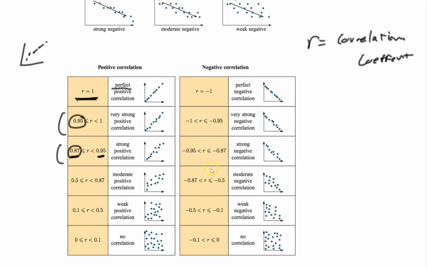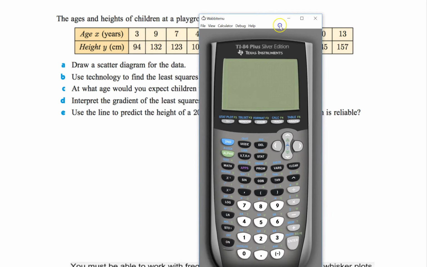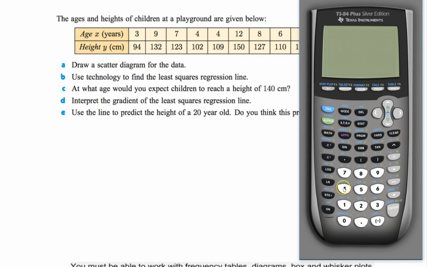Let's do an example with this stuff. The ages and heights of children on the playground are given below. So first one wants to draw a scatter diagram for the data. So I'm going to use my calculator. They could ask you to do this by hand or with the calculator, just drawing a scatter diagram. Either way is fine. I'm going to do the calculator right now.